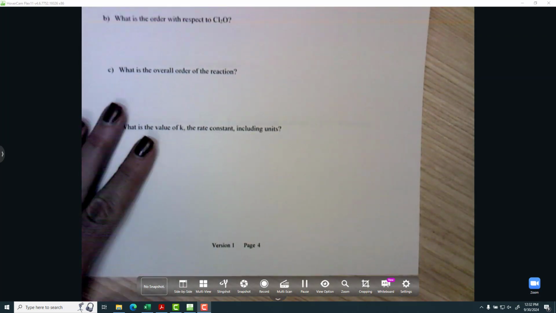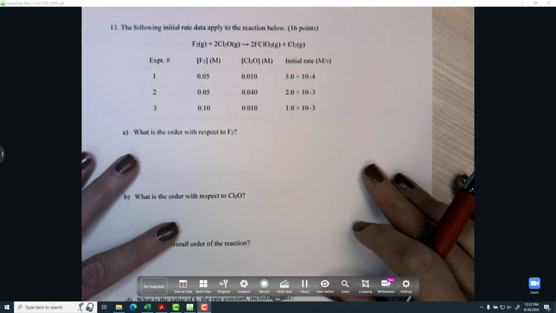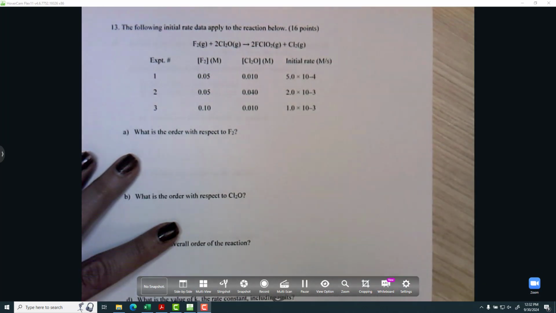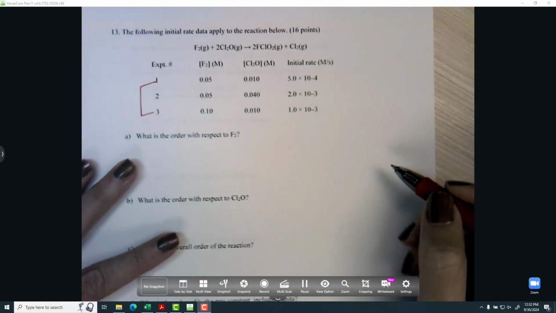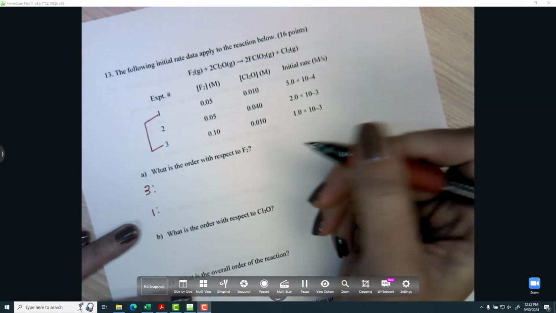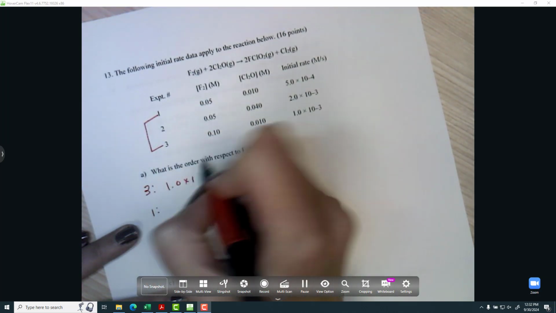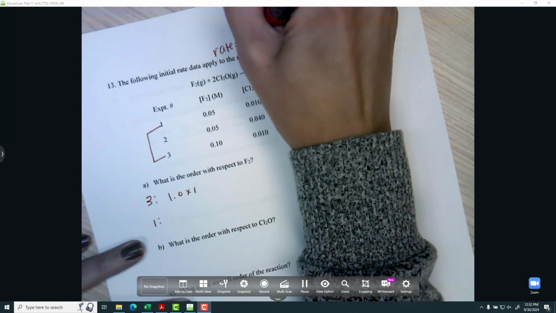All right. A kinetics problem, I'm looking for the order with respect to F2 and ClO2. So I'm jumping right in here, but really I should start by writing my rate law. I'm figuring out where F2 is changing and Cl2 is not, but then I want to go plug in and I don't know what I'm actually plugging into. So let me take a second and write the rate law.